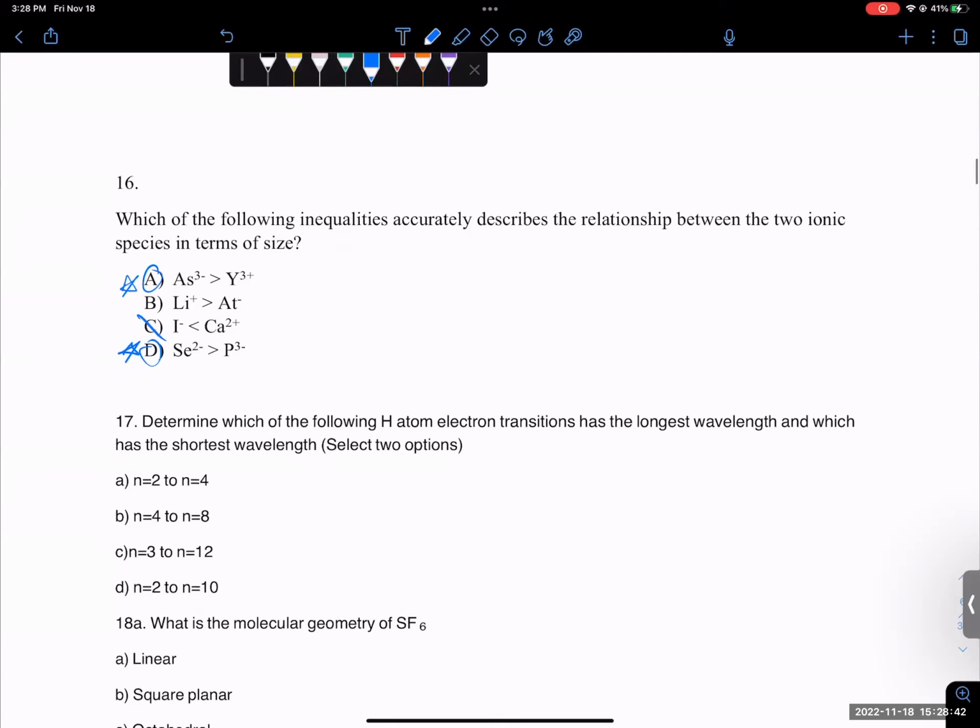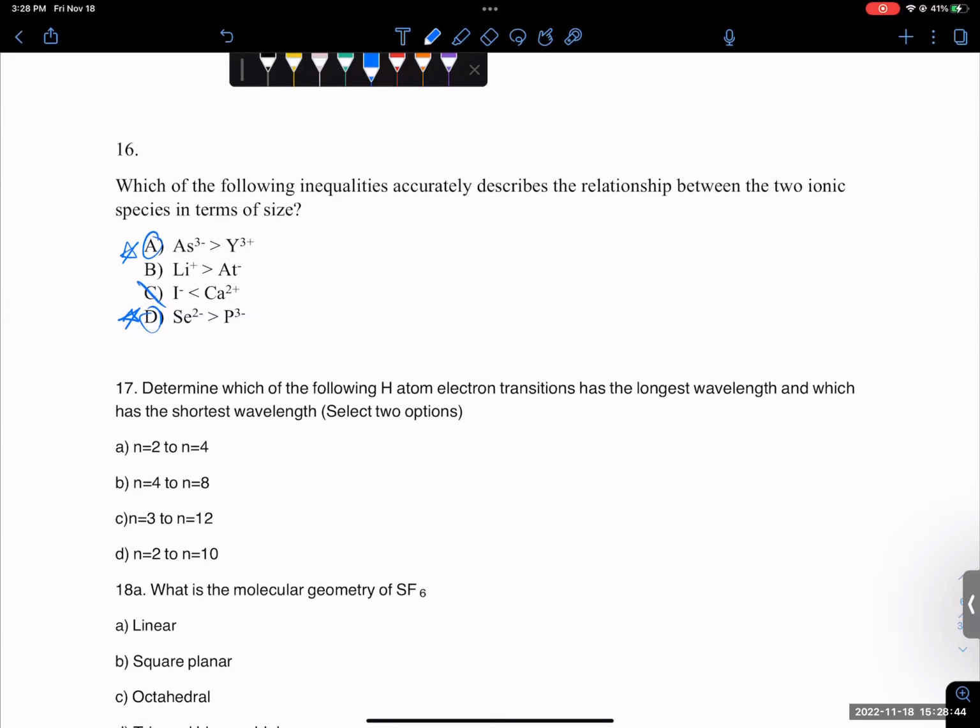So this is your ionic radius. This is chapter 7, or I think it's 8. Chapter 8 is your whole periodic trends and stuff.